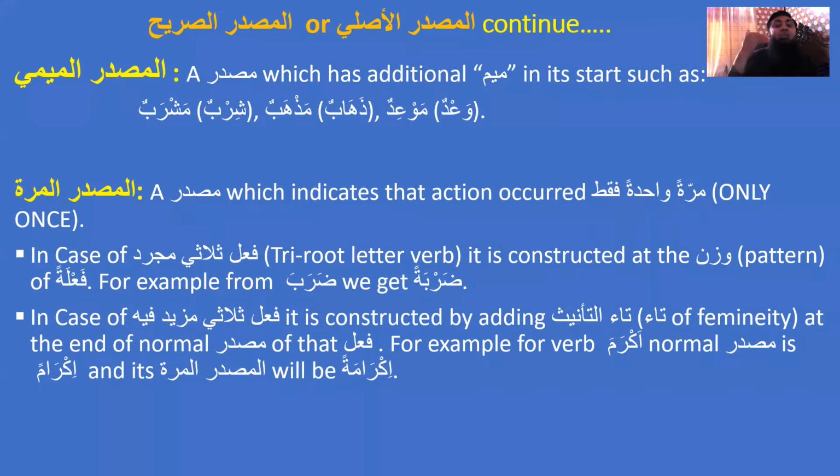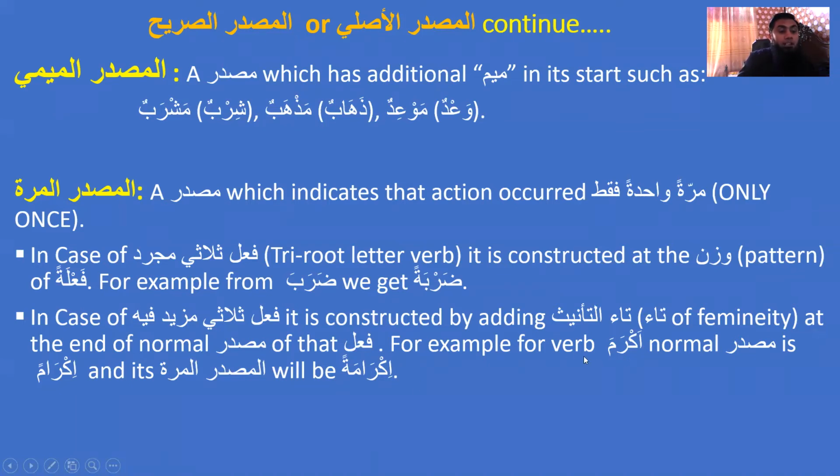And secondly, you understand that al-masdar al-marra is extracted in the case of fi'l sulasi on the template of fa'latan. And in the case of sulasi mazid fihi, the 9 families of sulasi mazid fihi, what would you do? You will do simply this step, that you add a ta of ta'nis, or we simply mean ta of femininity, at the end of the normal masdar. What does it mean? Look at the example.